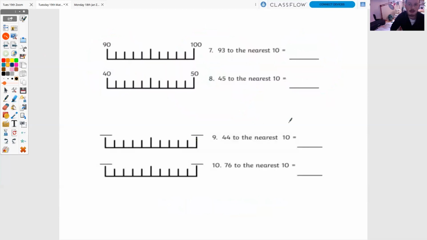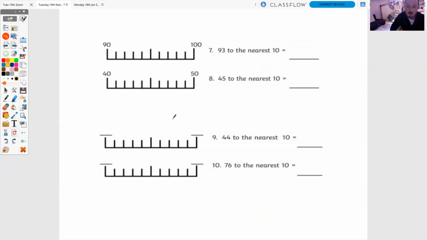Now, on your sheet, you've got questions like this. You've got a number line between 90 and 100. You've got 93, and you can kind of circle it or draw it on that number line, and then round it to the nearest 10, which is going to be 90 or 100. You can do the same with 45 below it.